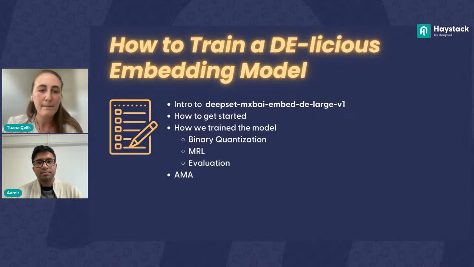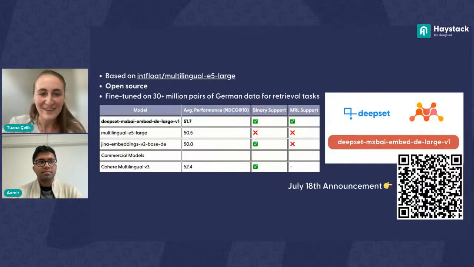We used binary quantization and MRL, so we're going to discuss what those are and how they help the model. We'll also discuss briefly how the model was evaluated. But I think the main chunk of this live stream is going to be an AMA. So please feel free to drop in your questions. Once Amir is done, we'll ask a few questions to him. We might not cover the whole hour, but we'll go as far as we have to answer all of your questions.